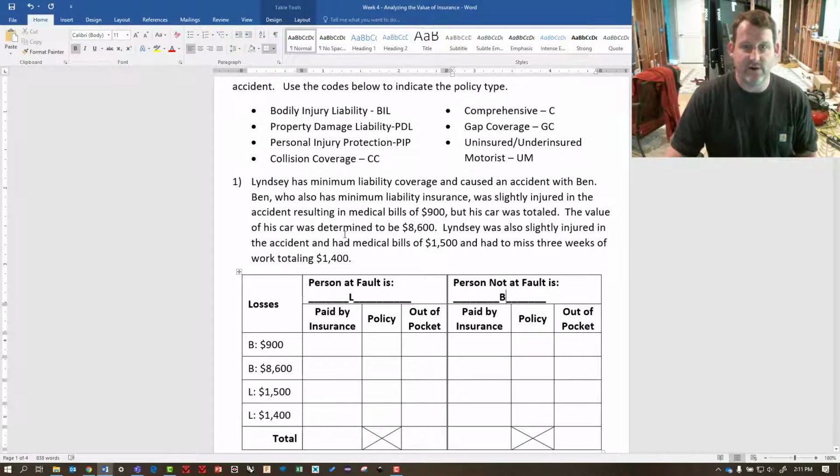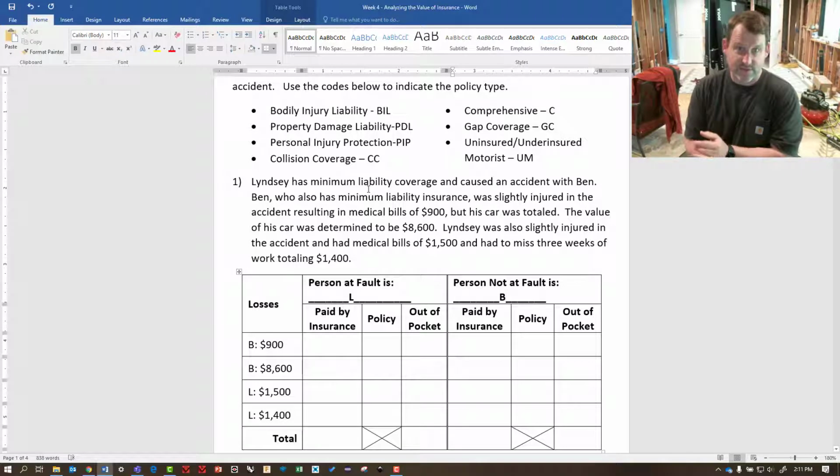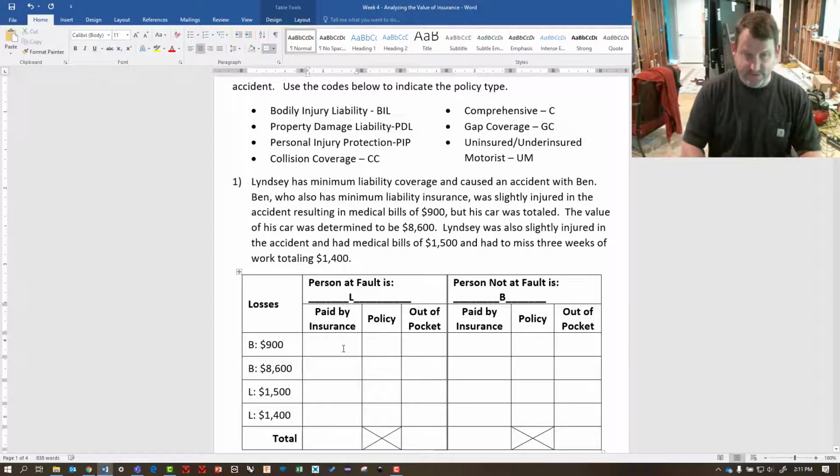So let's get Ben's $900. This is a medical bill. Lindsay has minimum liability, which means she has $25,000 in coverage for medical bills for the other person, up to $50,000 across everyone who gets injured. Only Ben is injured, so that $900 is paid by Lindsay's insurance. Notice how I put the $900 in Lindsay's column. These are all what Lindsay's insurance pays and what her out-of-pocket is. The policy that does that is bodily injury liability, this first part, and then property damage liability. These are the two minimum ones you have to buy by law to be insured in Washington State.